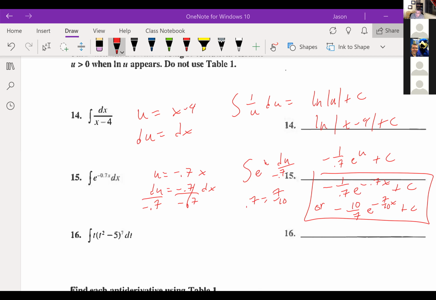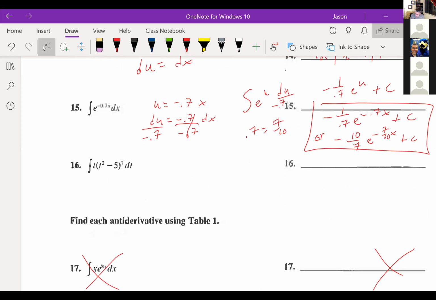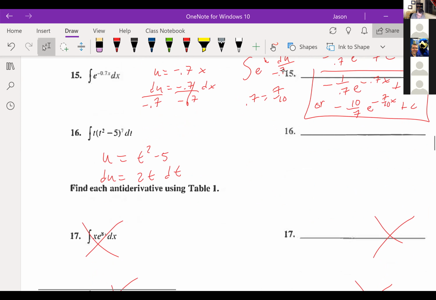Okay, so while we're at it, let's do 16. Let's see how we do 16. 16 again is a u sub. So u is equal to t squared minus 5. So du is equal to 2t dt. Divide by 2. Now we get du over 2 is equal to t dt.